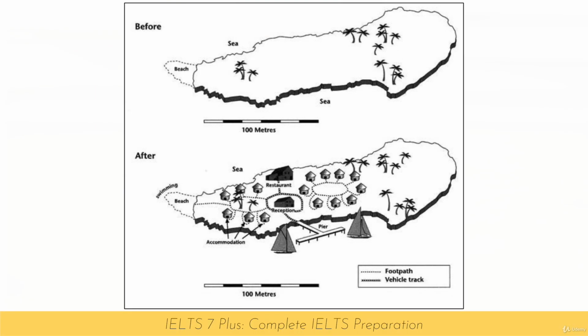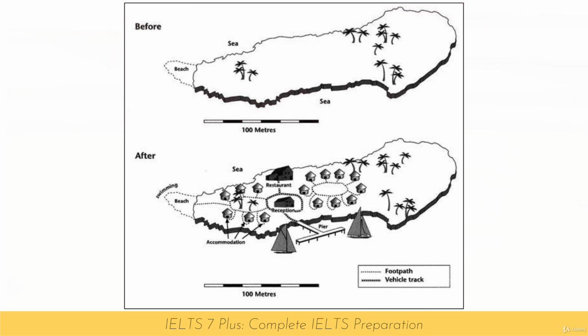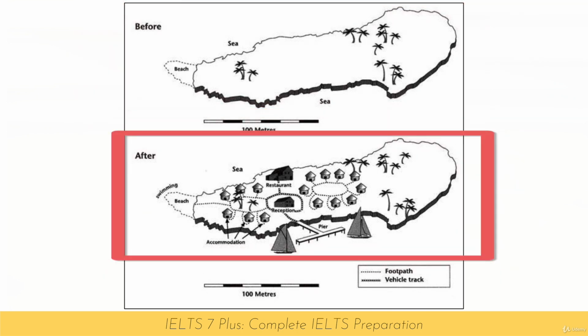This map shows us the island in 2 different times, and it also shows us how the island was developed. We need to report what changes were made to the island over time. We can see that before, the only features on the island were trees and there were no man-made structures. Whereas after development, there were lots of facilities and accommodation built on the island.